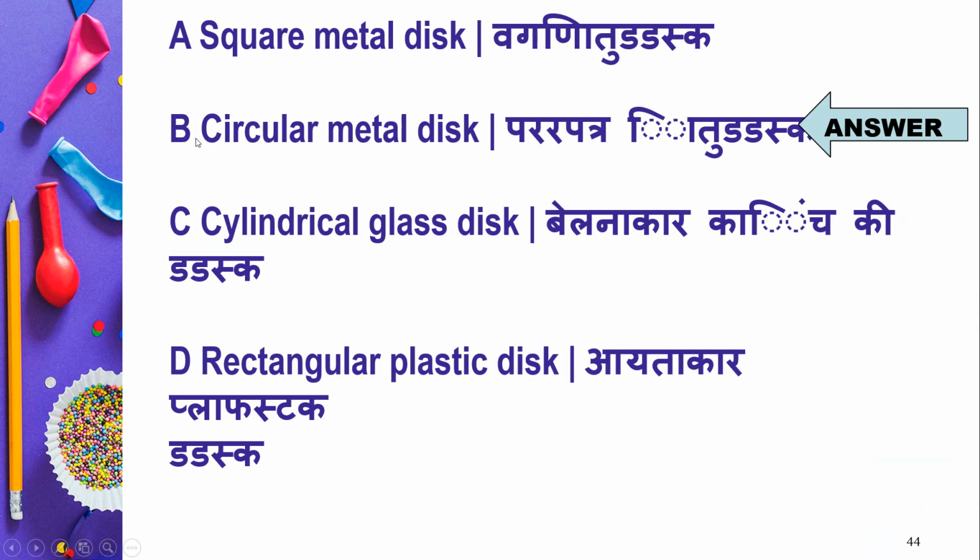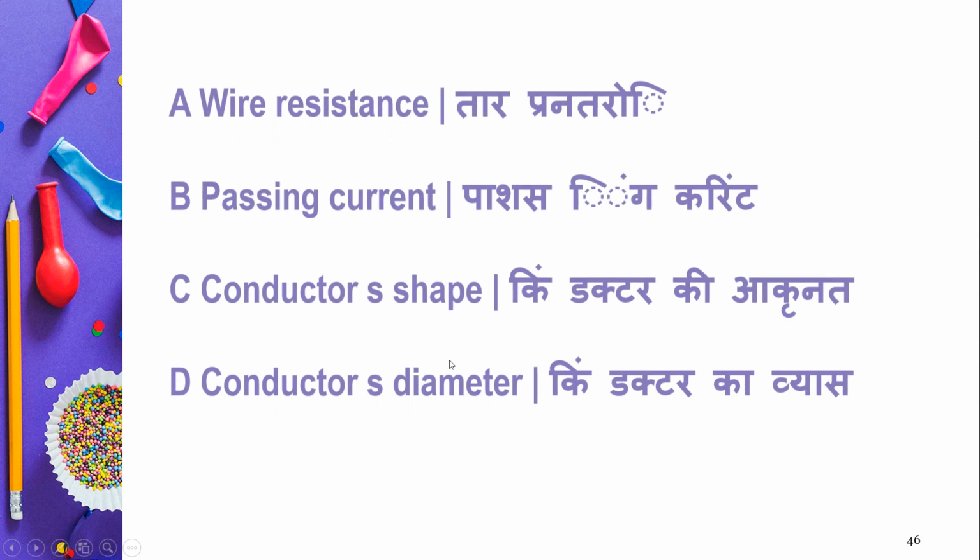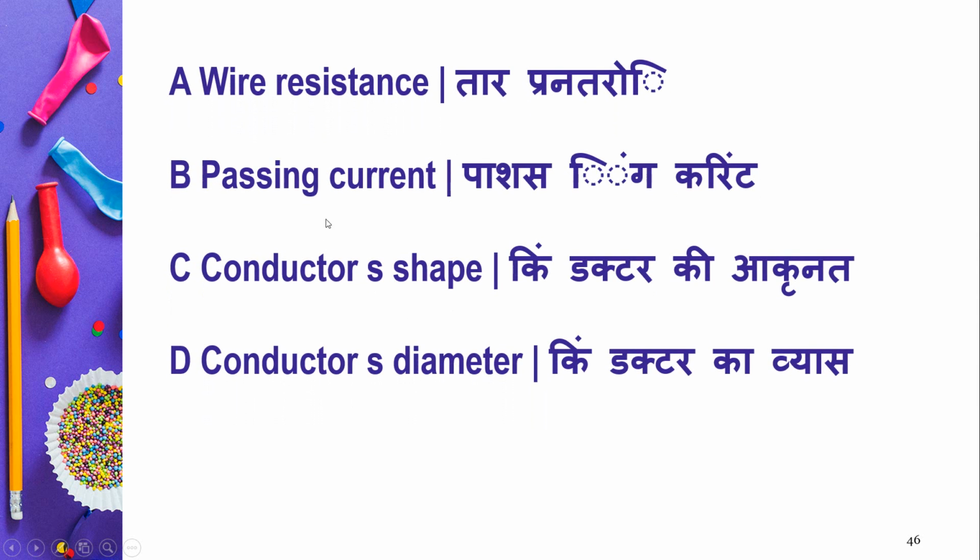Which electrical quantity is directly proportional to the current carrying capacity of the conductor? We know that the current carrying capacity of the conductor depends on its wire resistance. If the resistance is low, the current carrying capacity is high. If the resistance is high, the current carrying capacity of the conductor is less.